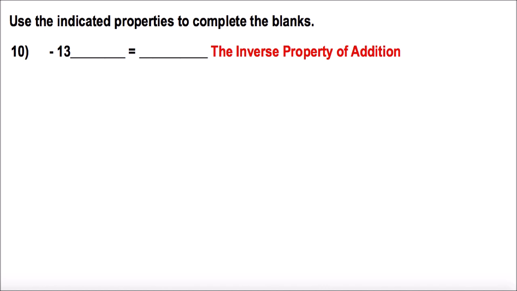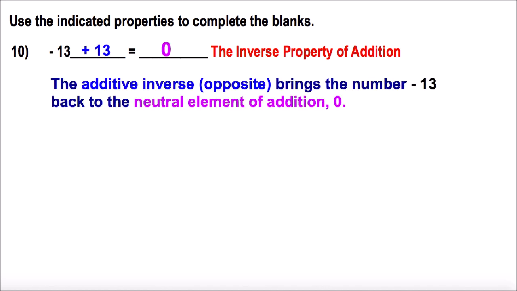Now, negative 13 blank using the inverse property of addition. We add 13 because the additive inverse, the opposite, brings the number negative 13 back to the neutral element of addition, 0.